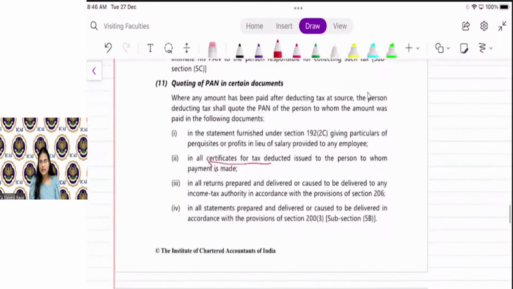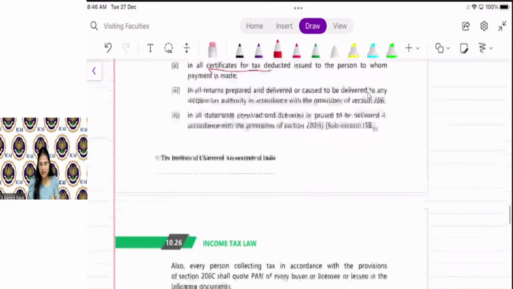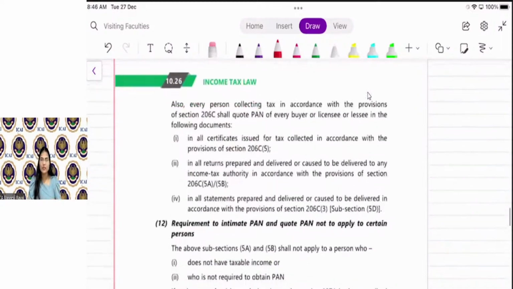In all the returns, that is the TDS return they have delivered or prepared or provided to the government, they have to mention the PAN of the deductee. The same is applicable in case of TCS. The collector is required to mention the PAN of the person whose TCS is collected in all the certificates, in the TDS return, in all the statements prepared by the collector.